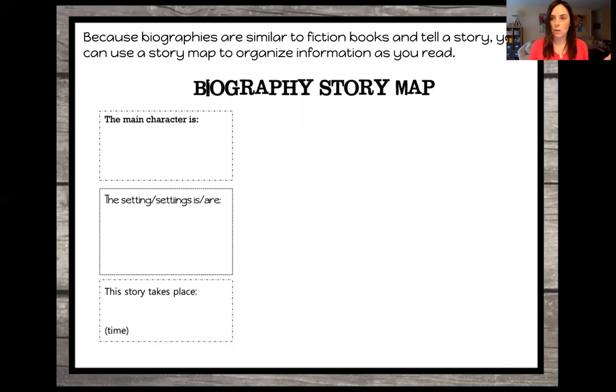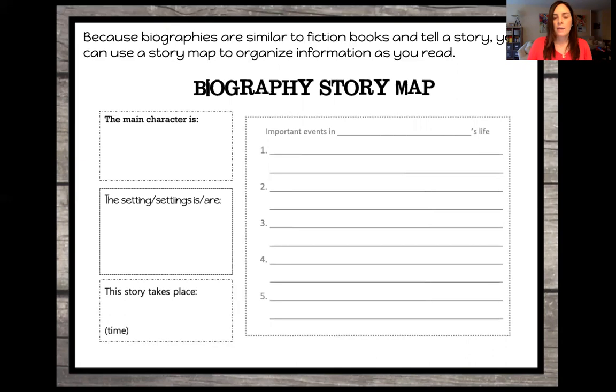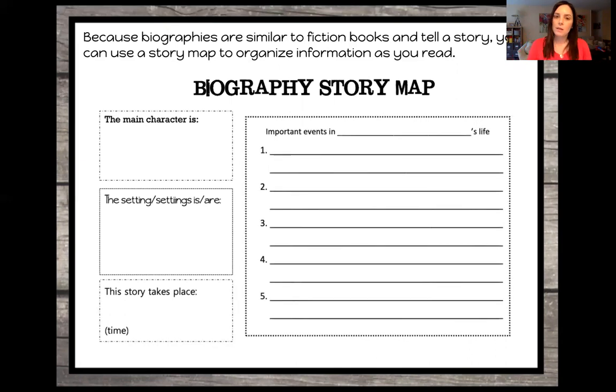So maybe it's a long time ago in the past, maybe it's in the recent past, or maybe it takes place in the present day. And then you want to think about important events in the character's life, the main character who the biography is about. I recommend choosing 5 events and not just the main event that the person did that's sort of like what they'll be remembered for.